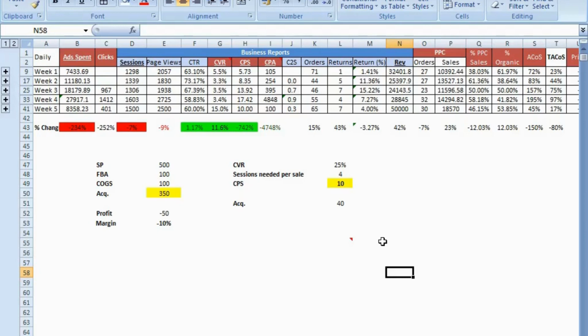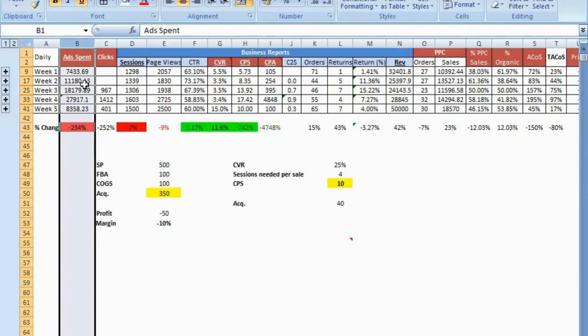So in today's session, let's deep dive into this tracker, understand how we track this data, and then how we analyze this report, and then how we are planning our way forward, right? So let's start. The first and foremost thing is ad spend.